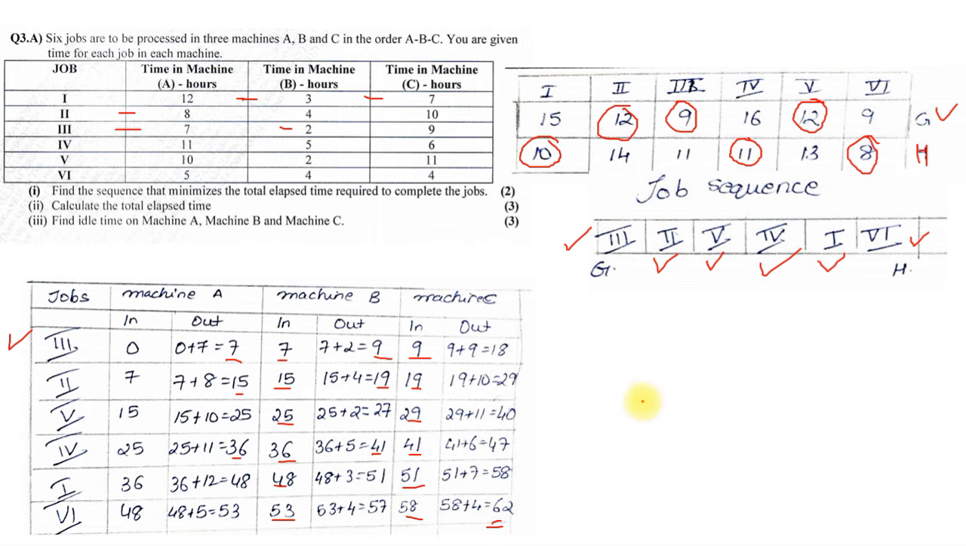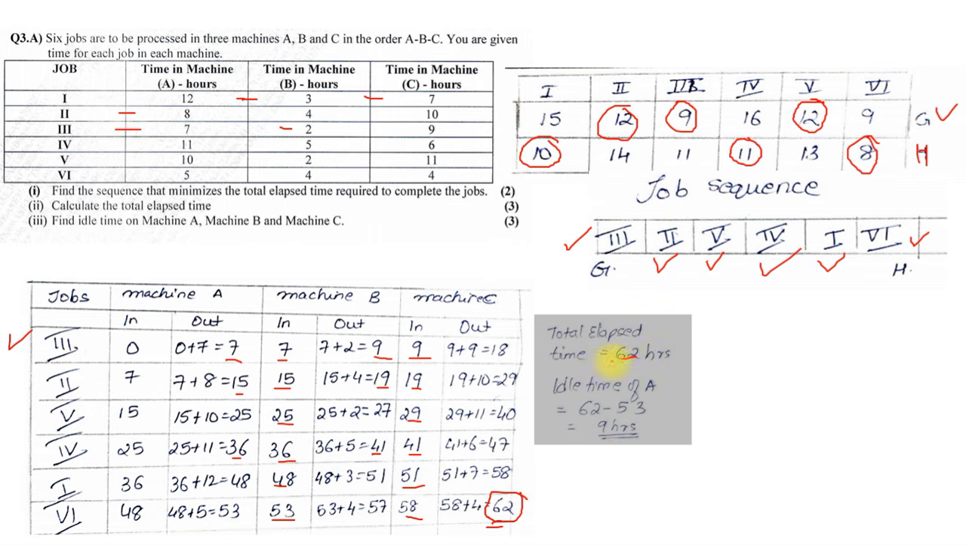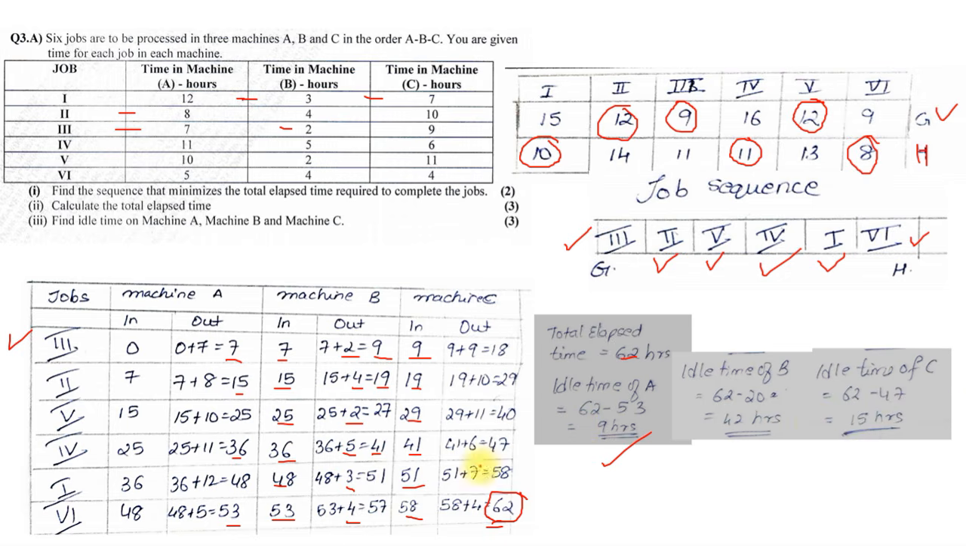Once we get that, we need to note down the total elapsed time, which comes to 62. So the total elapsed time is 62 hours. Idle time of A will be 62 minus 53, which comes to 9 hours. In the same way for B, 62 minus B's processing time, that is 2 plus 4 plus 2 plus 5 plus 3 plus 4, which comes to 20. So minus, you get 42. And lastly for C, 62 minus C's processing time, that is 9 plus 10 plus 11 plus 6 plus 7 plus 4, which comes to 47. When you subtract, you get 15.